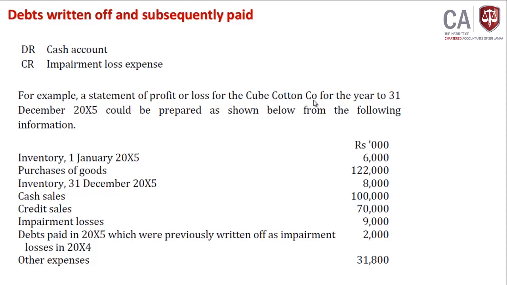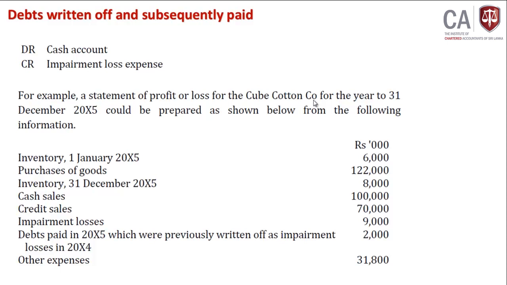Fine. Read this. There's an example. Always in this chapter we have to deal with some calculations, right? Some complex calculations will also be there under MCQ. We'll go to those as well. For example, the statement of profit or loss for Cube Cotton Company for the year ended 31st December 2005 could be prepared as shown below from the following information, right?